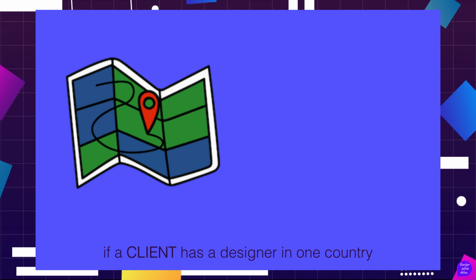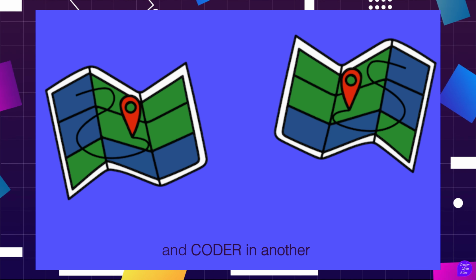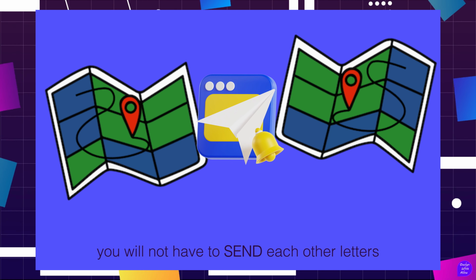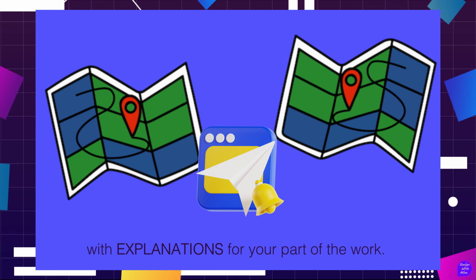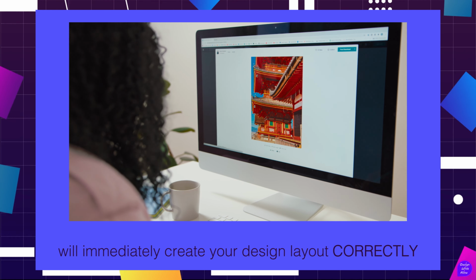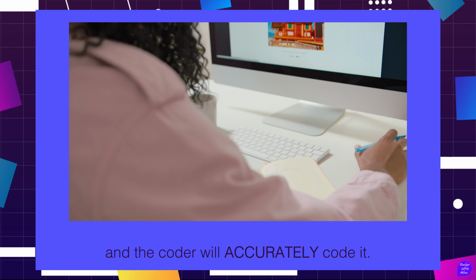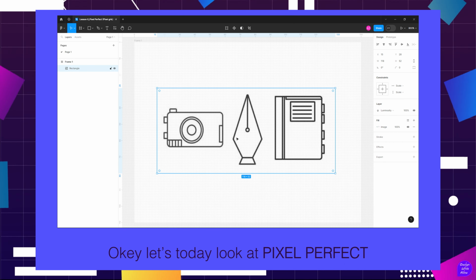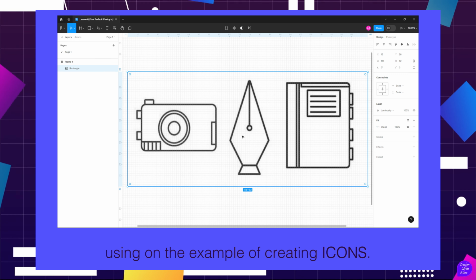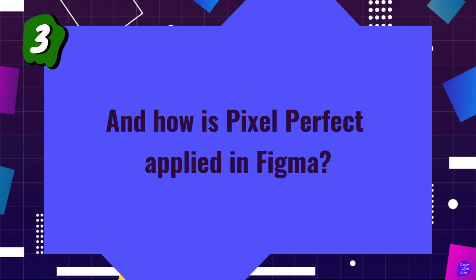For example, if a client has a designer in one country and a coder in another, you will not have to send each other letters with explanations for your part of the work. You as a designer will immediately create your design layout correctly and the coder will accurately code it. Okay, let's today look at pixel perfect using the example of creating icons. And how is pixel perfect applied in Figma?